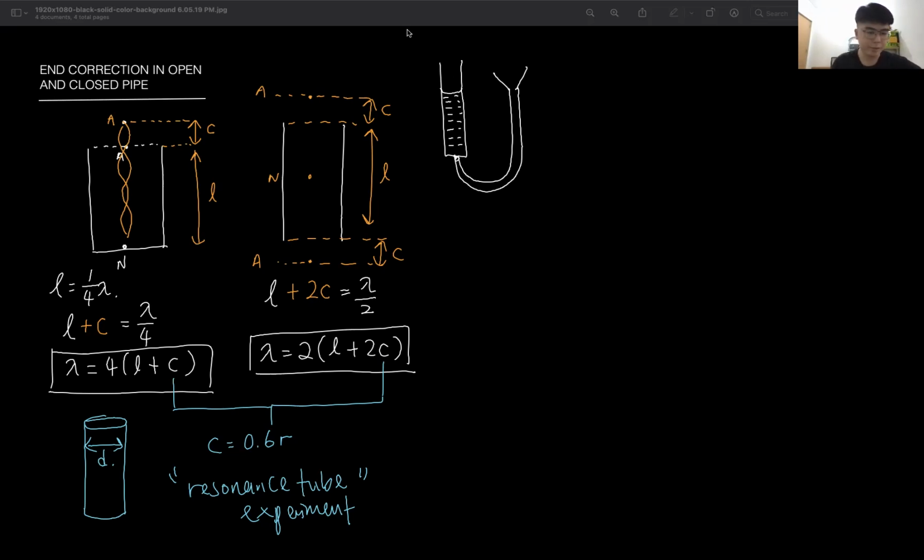Now here I take a tuning fork. What is a tuning fork? It looks like a fork. When you strike it, it will give a monotone, a single frequency.